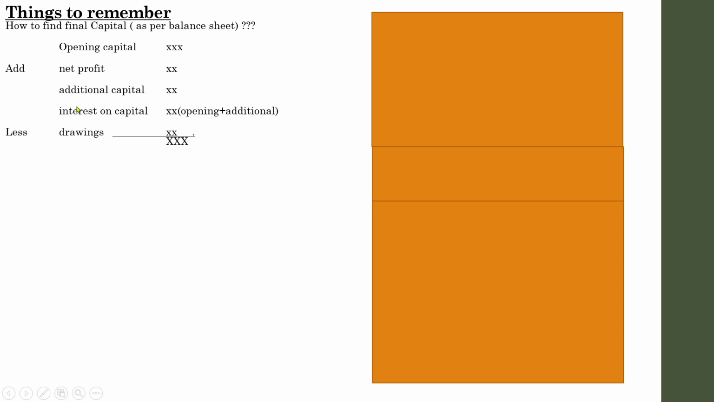Once you have added all these three items, you have to deduct drawings during the year, and the resulting amount will be the final capital. This amount has to be shown in the balance sheet. That is the procedure. I hope you have learned about this in your +1 classes, preparation of final accounts.